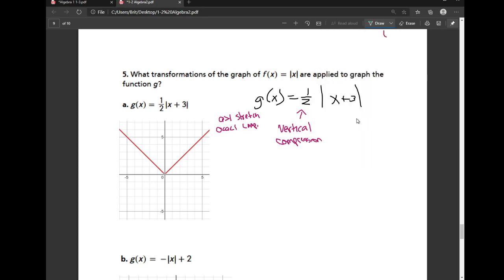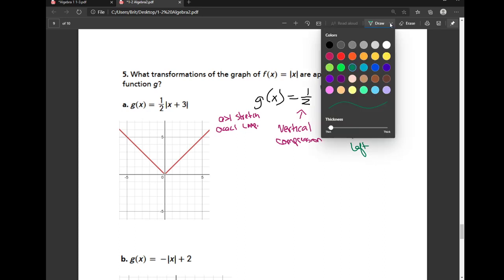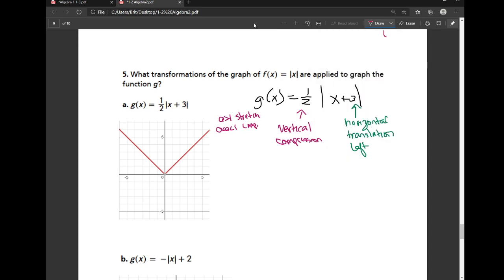And then if I look here at this +3, it's inside the grouping symbol, so it's a horizontal shift. It's addition or subtraction, so it's a translation. And then it's a +3, which is saying we're going to go to the left by 3. So when I go to graph this, first I'm going to graph the compression, and then I'm going to do my translation. So let's take a look-see.